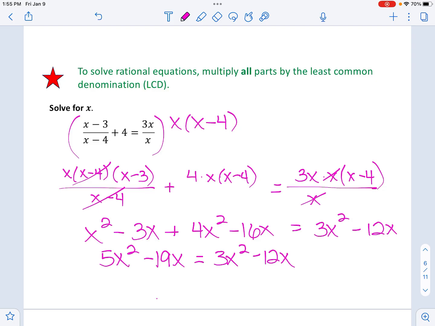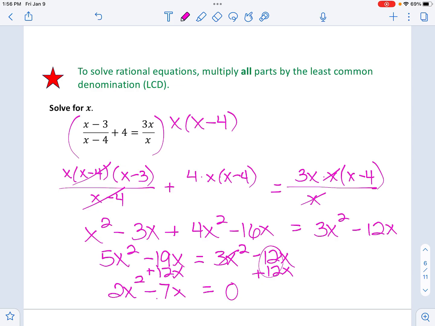Cool. Now I'm going to move the 3x squared to the other side. If I subtract 3x squared from both sides, I'd get 2x squared. And then I'd want to add 12x to both sides. So that would cancel out. This is canceled out now. I'd have negative 7x, and that equals 0.